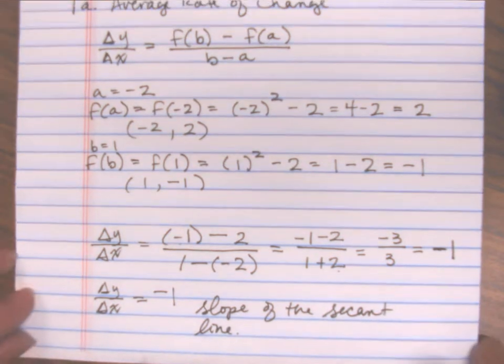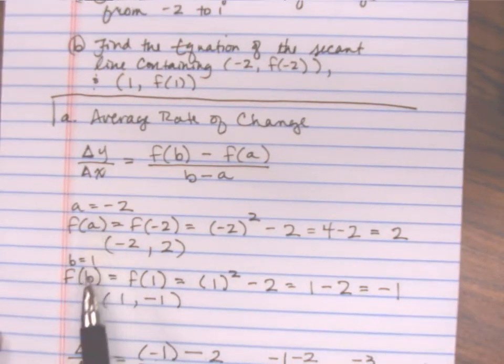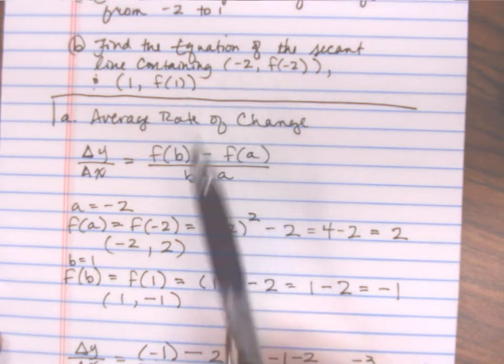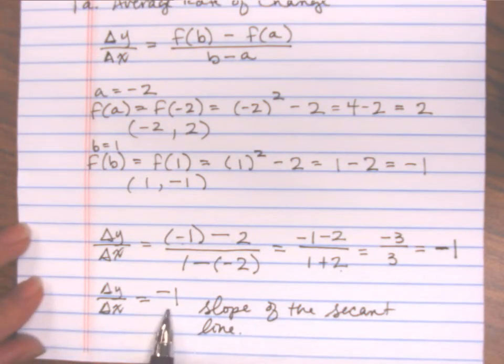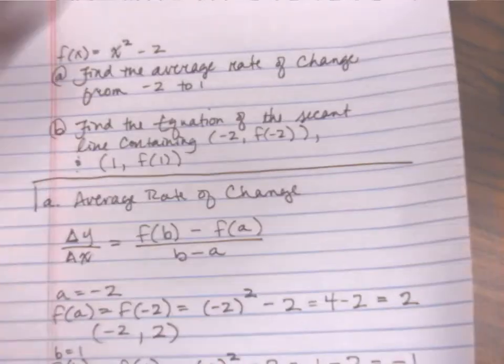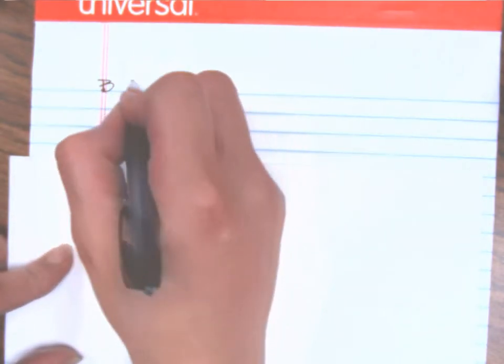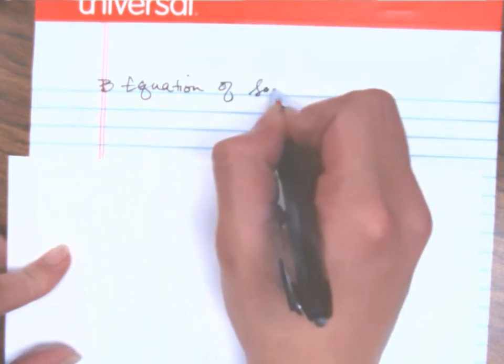Now I used my points that were given to me. I had a and b. I found f of a and f of b. So I have these two points now. So I can use them to get my equation, using this as my slope. So part B here is the equation of the secant line.